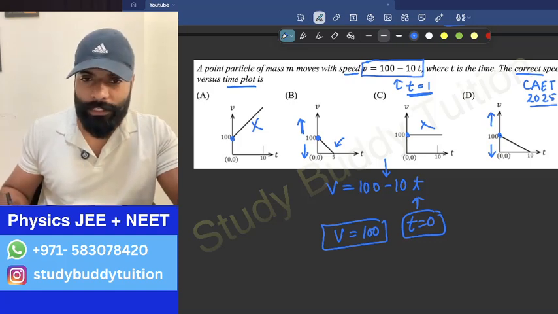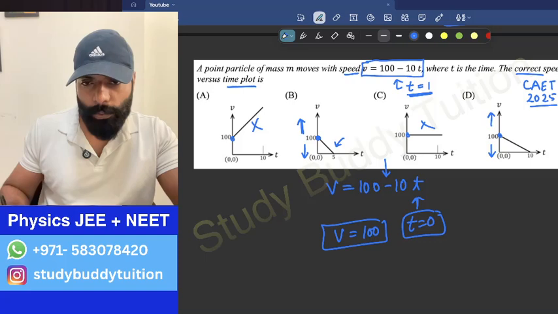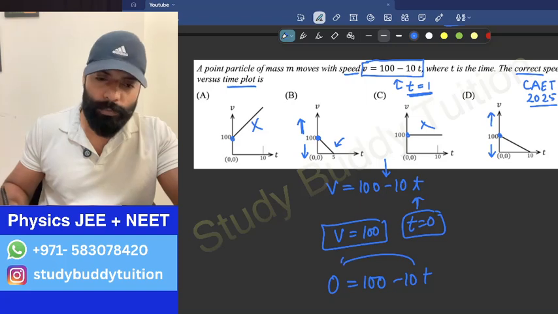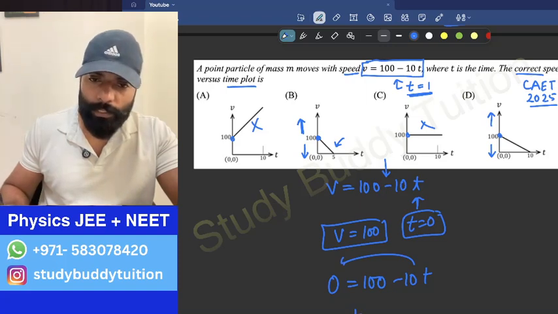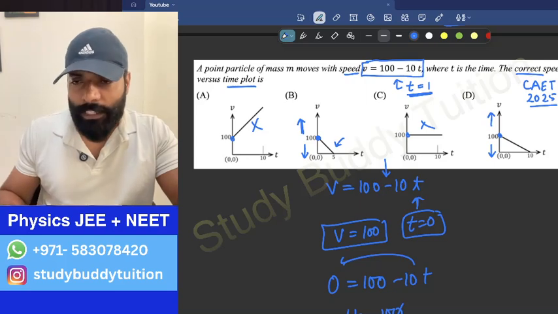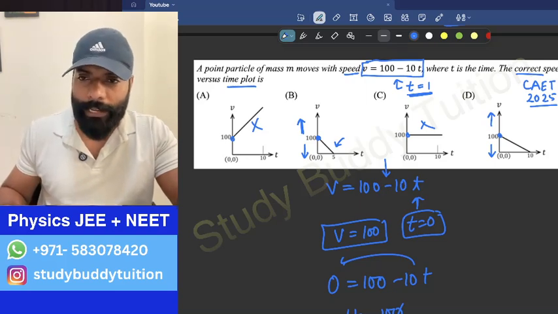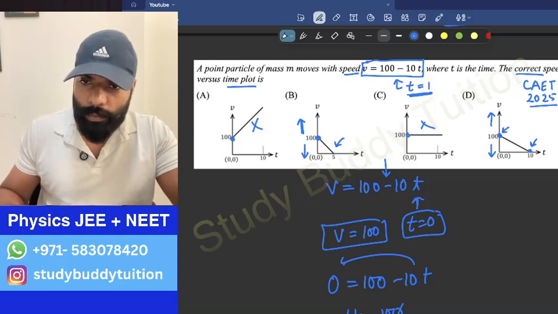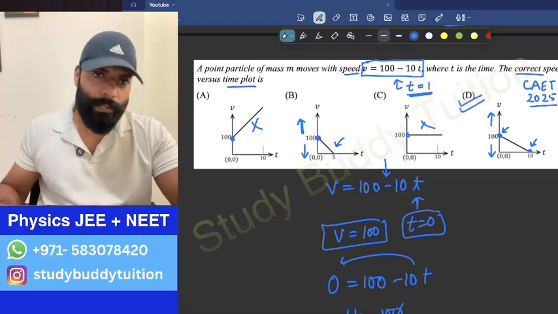So I can use this equation, just substitute the value 0 here. So you'll get 0 is equals to 100 minus 10t. You can take this term on the other side, so this will become 10t equals 100. So time will become 10 seconds. So it means that this graph is going to cut the time axis at t is equals to 10 seconds. So this is where this graph is going to meet the time axis. And so according to the calculation, we got this as our answer.